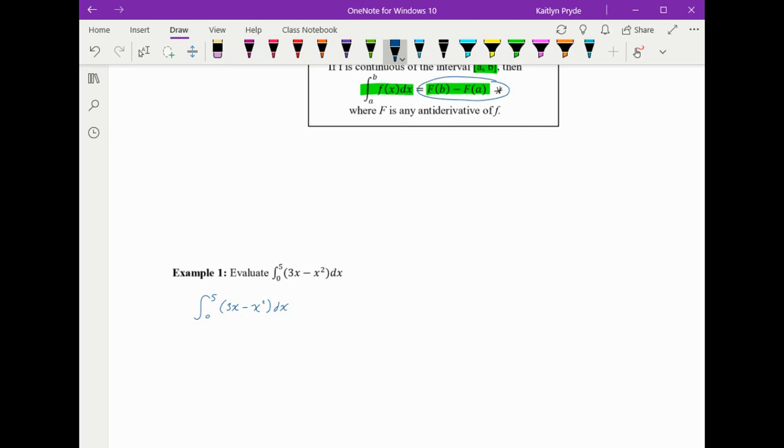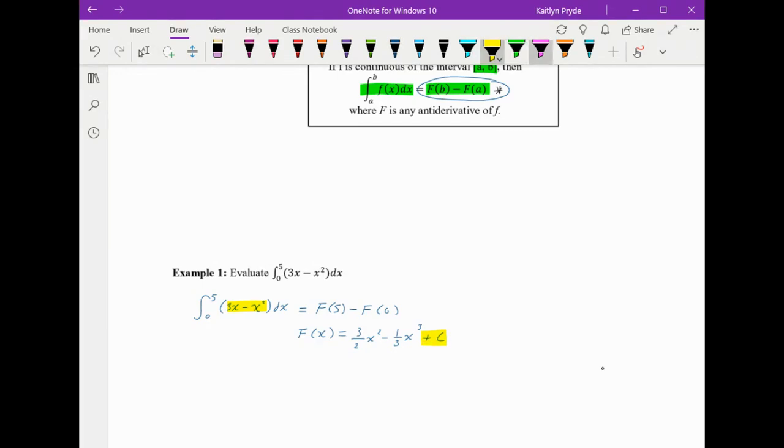Now the first thing I know is that this is equivalent to F of 5 minus my lower limit, F of 0. But I need to know what F is. F represents an antiderivative, so I need the antiderivative of my function. I'll write down here, F of x is equivalent to 3 over 2 x squared, because we add 1 to the exponent of 1, which is 2, minus 1 over 3 x cubed. And then we used to put this plus C on, right? This C could be any constant.